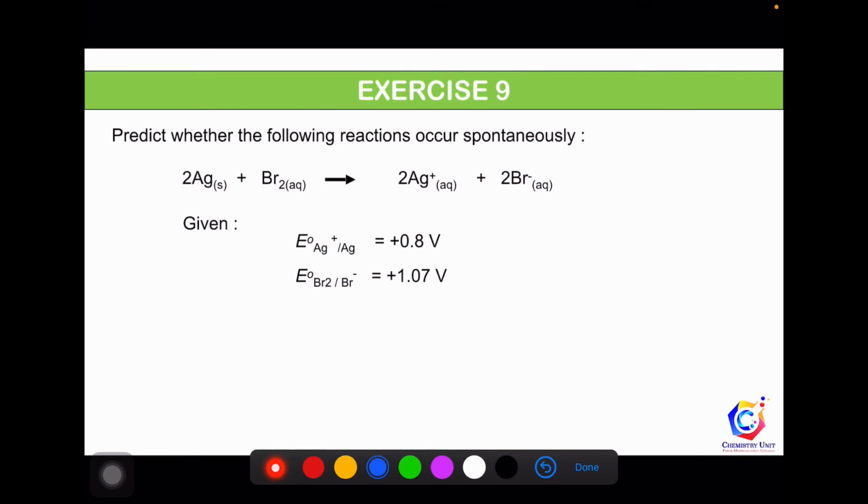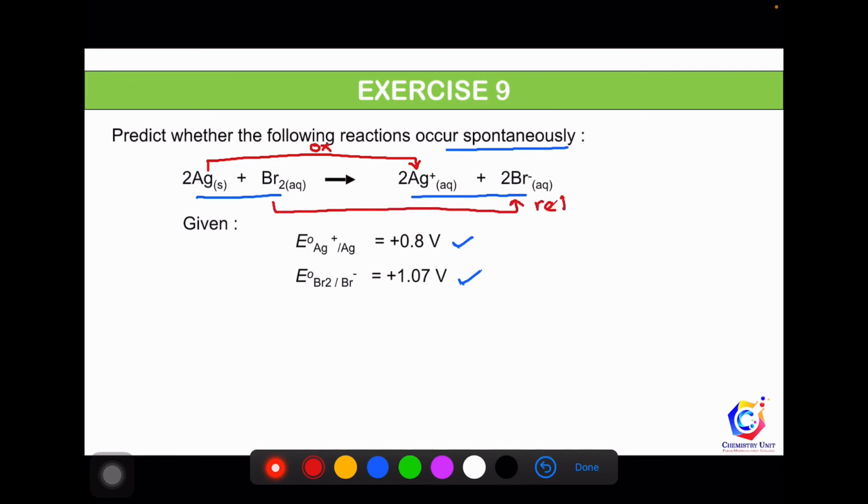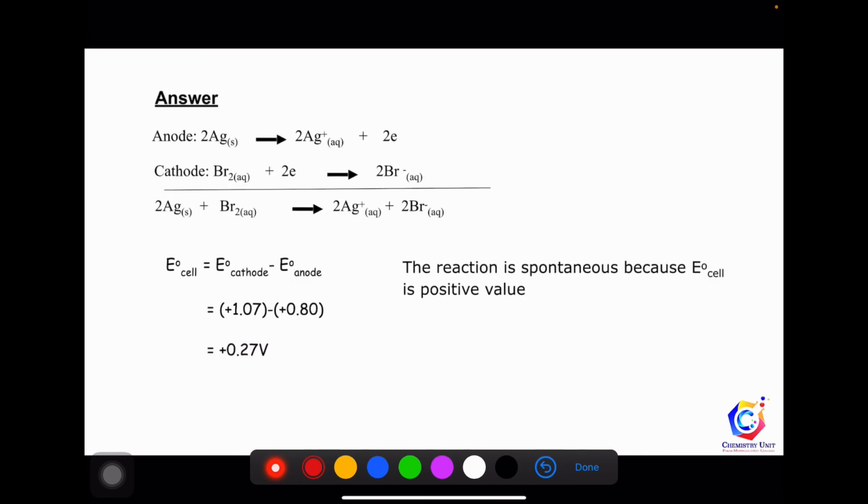Similar to exercise 8, exercise 9 requires you to predict whether the following reaction occurs spontaneously. You are given the overall chemical equation as well as the reduction potential for the species involved. Firstly, identify the oxidation and the reduction occurring in this chemical equation. So silver is being oxidized to Ag plus, whereas Br2 is reduced to become Br minus. Now, write out the half equations occurring at anode and cathode corresponding to the process oxidation and reduction.